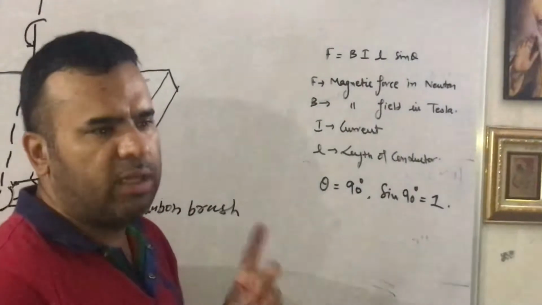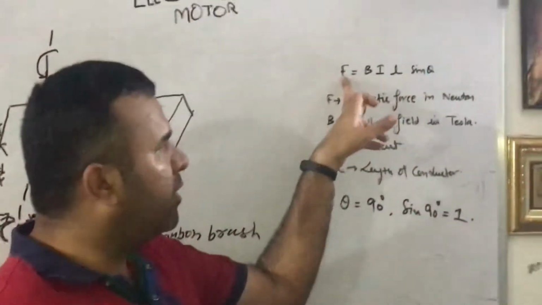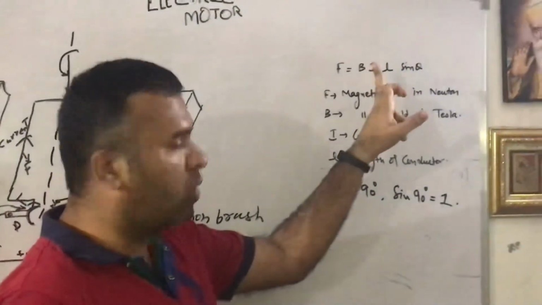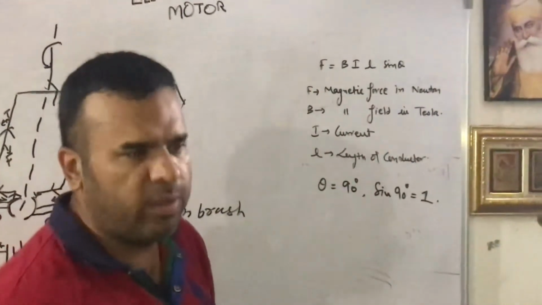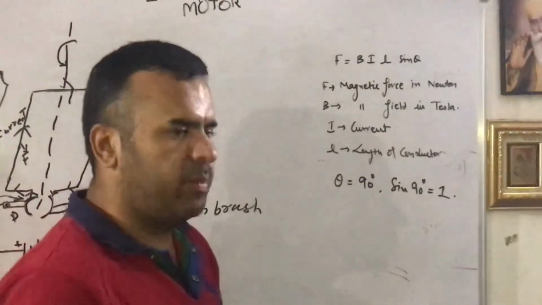Again, I am telling you, in class 10 you have to memorize only this much: magnetic force is directly proportional to magnetic field, it is directly proportional to current, and it is directly proportional to length, and theta should be 90 degree. Then only magnetic force would be maximum.